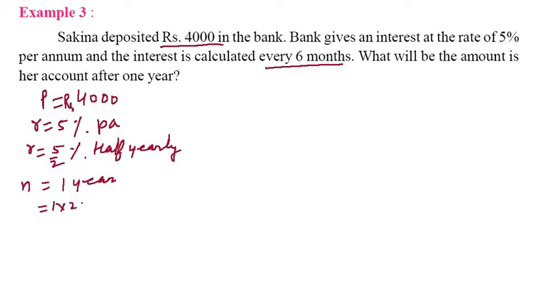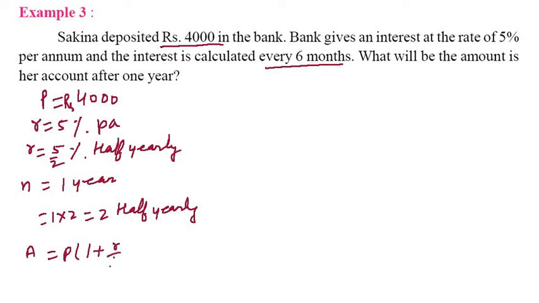So 1 into 2 is equal to 2 half yearly. You have to write half yearly. That means you have the formula for amount. Amount is equal to P into 1 plus R upon 100 to the power n. And here is the n.